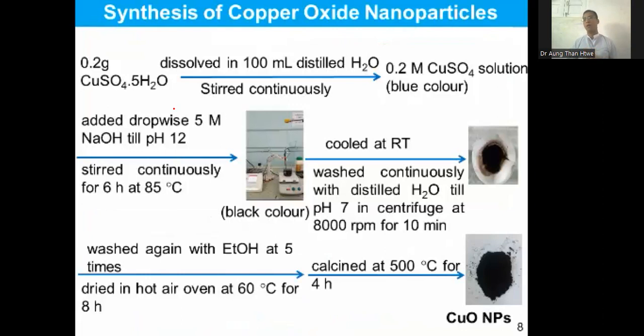The first one is the synthesis of cobalt oxide nanoparticle. The blue colored cobalt solution was added dropwise with 2.5 molar sodium hydroxide, and stirred at 5 degrees Celsius. The blue color changed to black color, which was stirred at room temperature and washed continually with distilled water. It was centrifuged at 8,000 RPM for 10 minutes to obtain the residue. And then, the residue was washed again with ethanol and dried in a hot air oven for 8 hours. The obtained CO nanoparticle was calcined at 500 degrees Celsius for 4 hours to obtain CO nanoparticle.